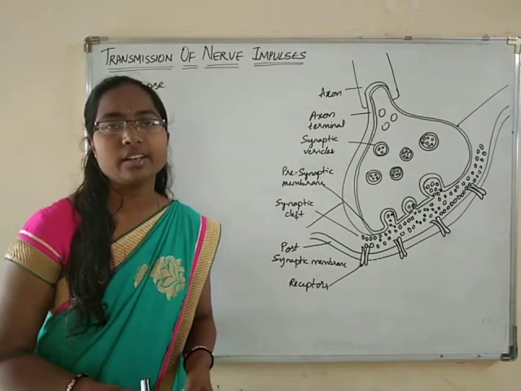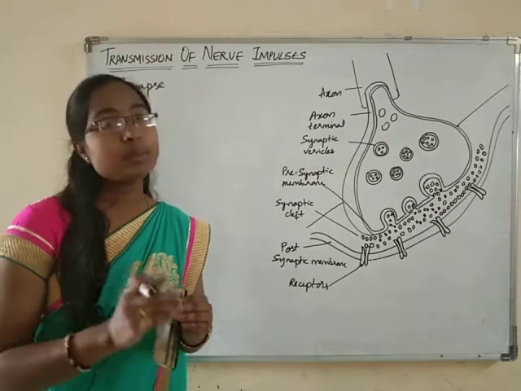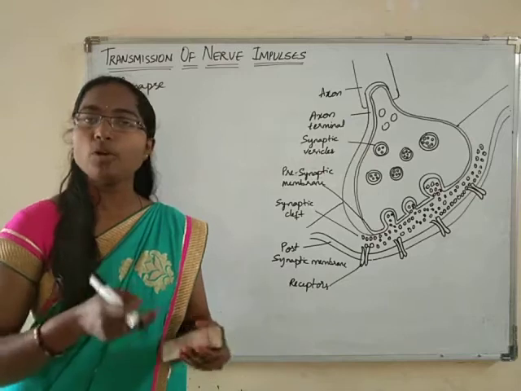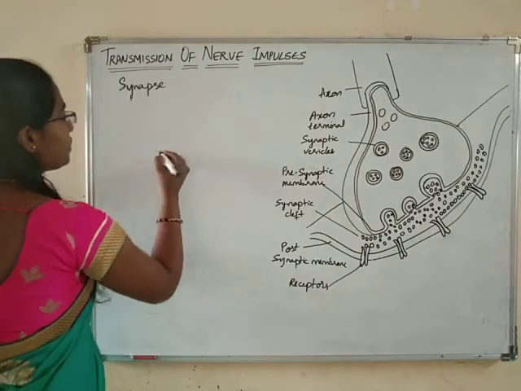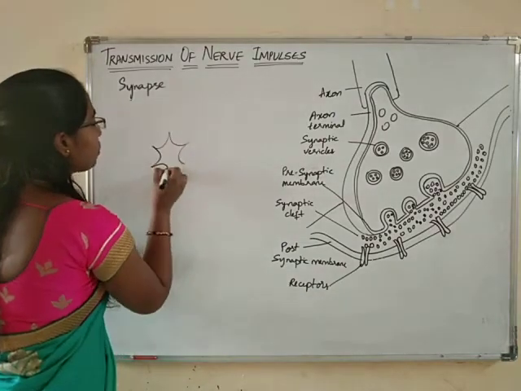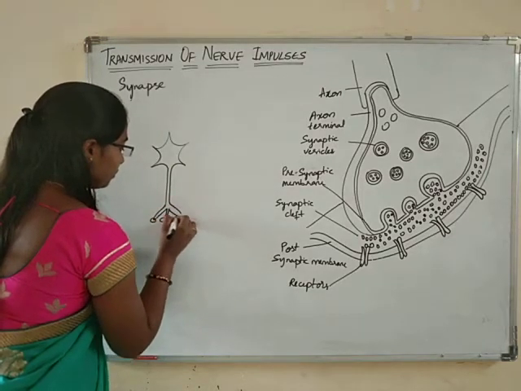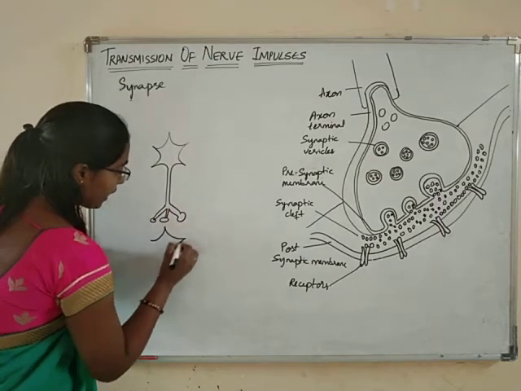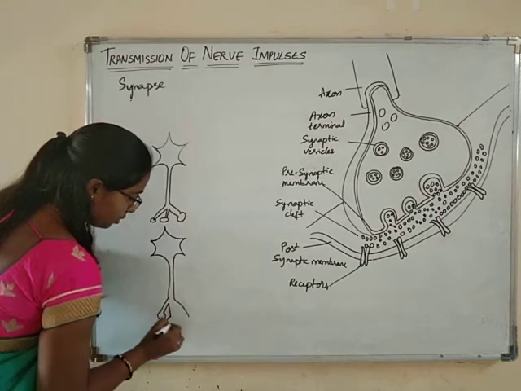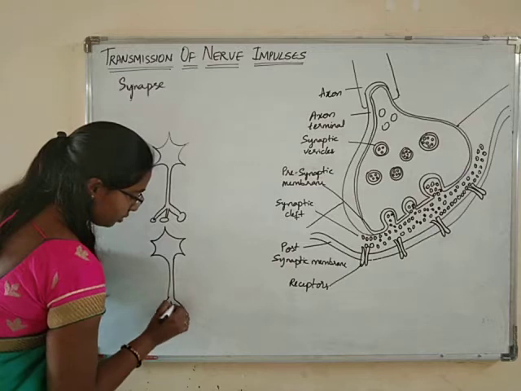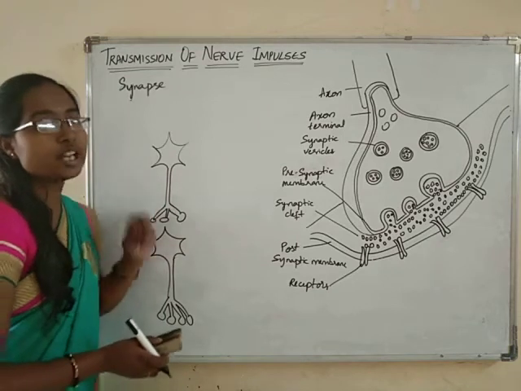So what is a synapse? A synapse is formed by a membrane from the presynaptic neuron and a membrane from a postsynaptic neuron. I'll draw a rough diagram showing the synapse between two neurons. If this is one neuron and we have the other neuron, the impulses will be traveling from one neuron to the next neuron through junctions called synapses.